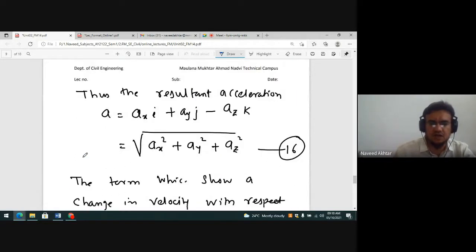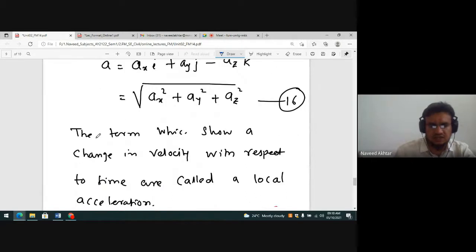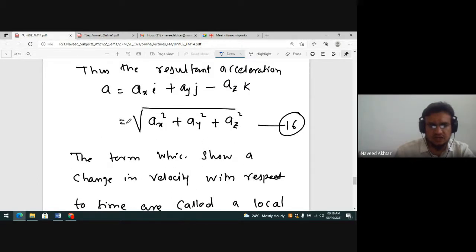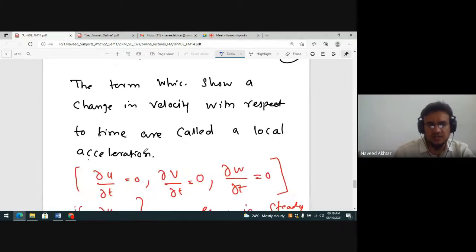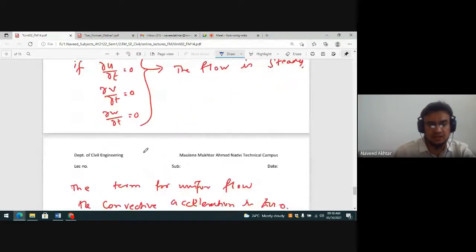Then we have how to find the resultant of acceleration. The resultant a is equal to under root of ax square plus ay square plus az square. This will give you the resultant component of acceleration in three dimensions.